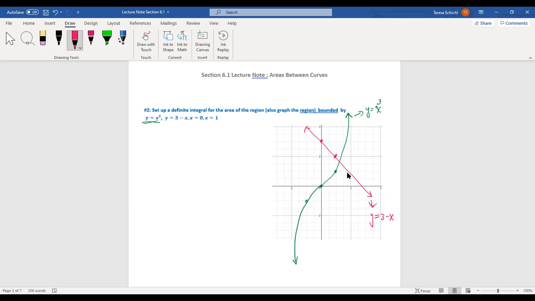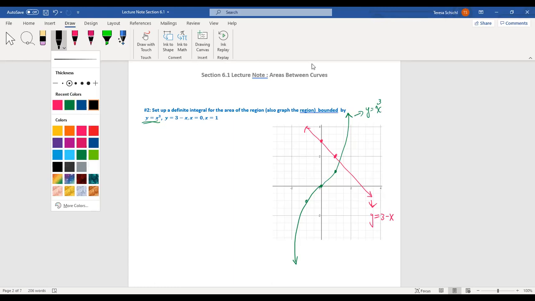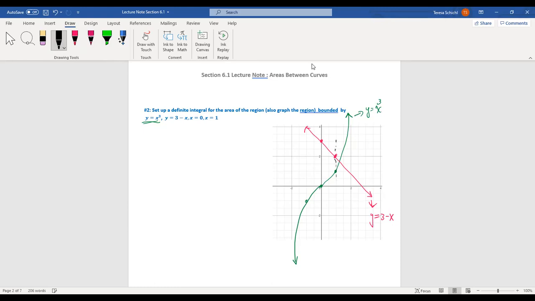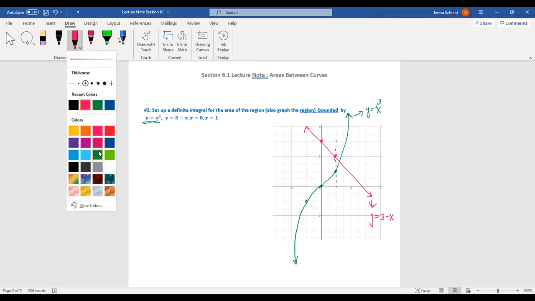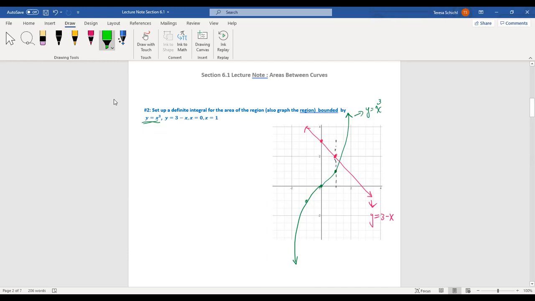And now, the next thing here is x is from 0 to 1, right? So x is from 0 to 1. This is my boundaries, 1 and 0. So which area am I looking for here? Let's try to highlight that. Let me see, let's get a good color here. Okay, so this is the area I'm looking for, right?